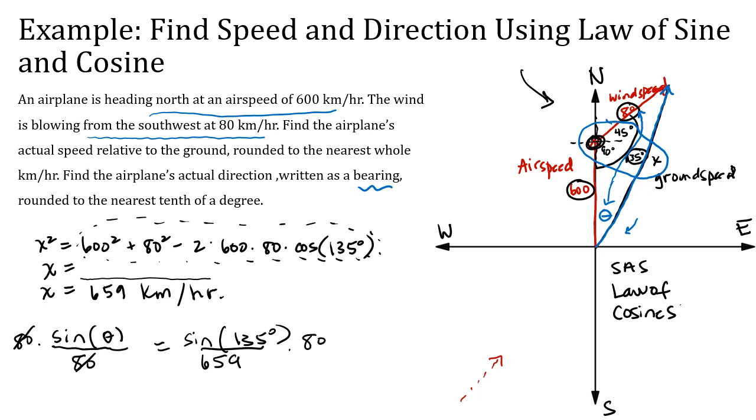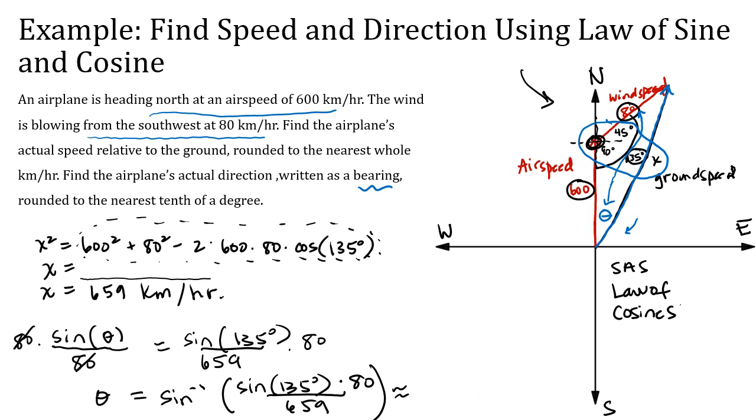So in order to get the theta by itself, I need to take the inverse sine of both sides. So I'm going to get sine inverse of the sine of 135 degrees times 80 all over 659. And when you put all of that into your calculator, what you should have gotten, rounded, is 4.9 degrees. And that 4.9 degrees is headed north and then traveling a little bit to the east. And that answer also matches.